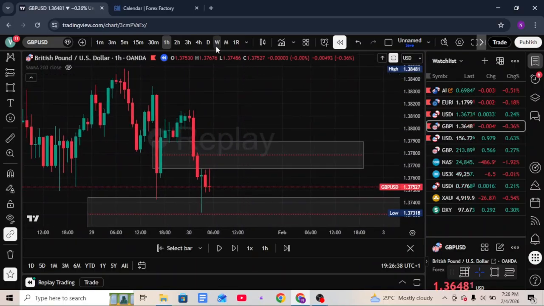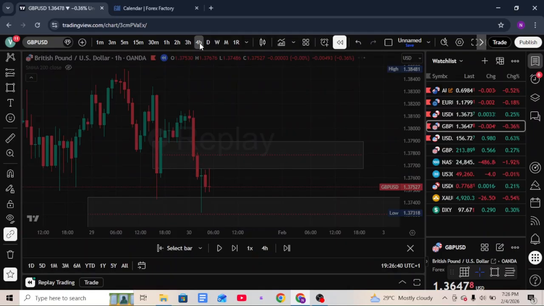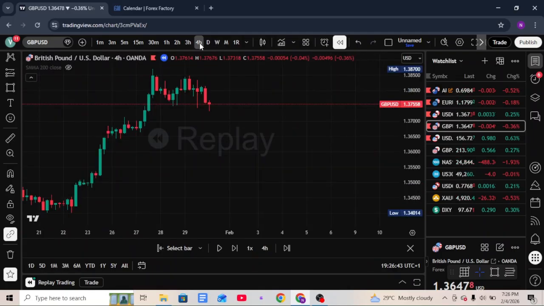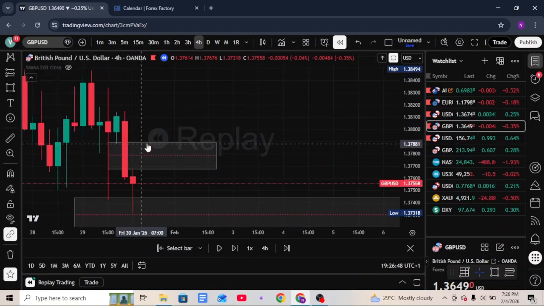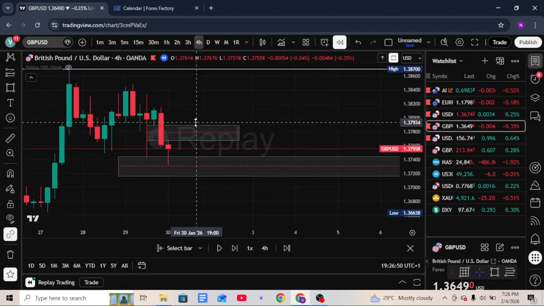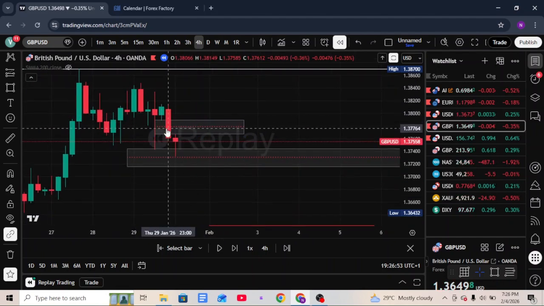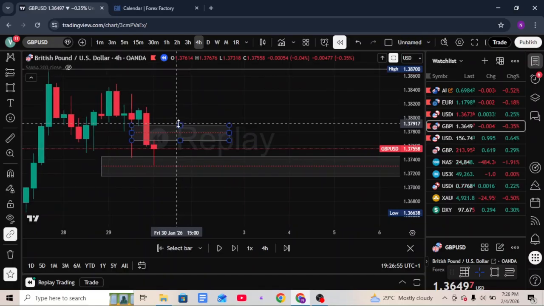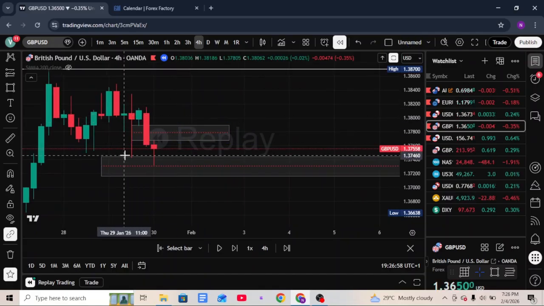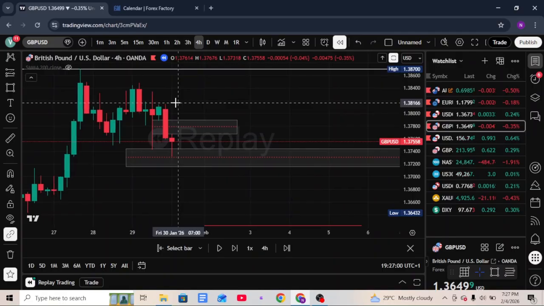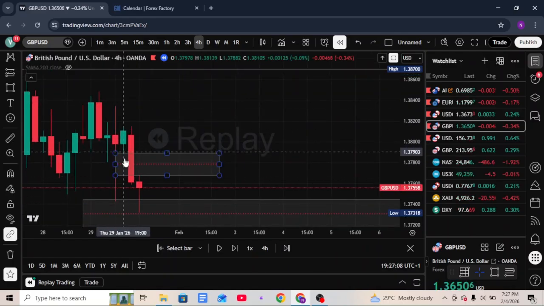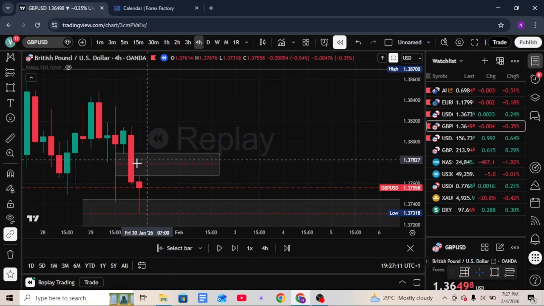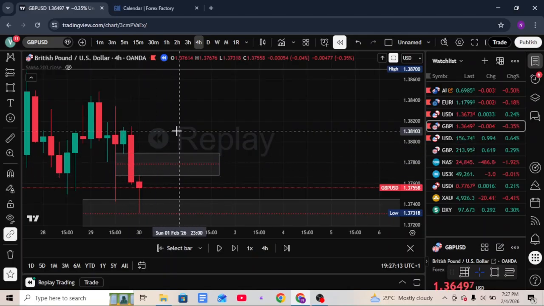Now when the market, let's start from the 4 hours. When the market created this fair value gap, can you see my cursor? It created this fair value gap right here. Took out previous day low. The market is already bearish. Let me start with that. Market is already bearish. So when the market took out previous day's low, there was this fair value gap already created on the 4 hours.